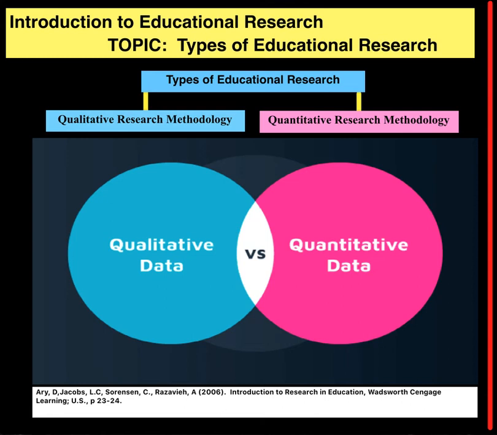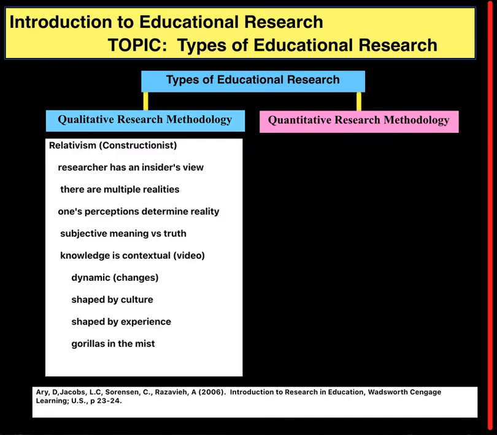It sees social reality as absolutely unique. Thus, researchers can only understand human behavior, according to this philosophical position, by focusing on the meanings that events have for the people involved in those events. And this is the relativistic view. The researcher has an inside view of the research, and the researcher is part of the research. They interact. There are multiple realities that are sought after. One's perceptions determine what those multiple realities are.